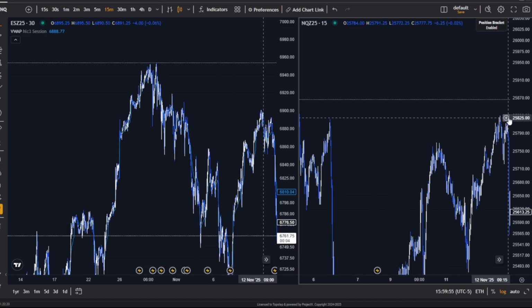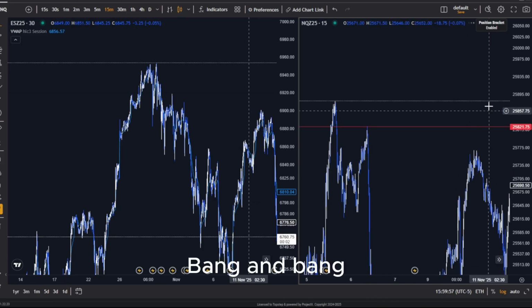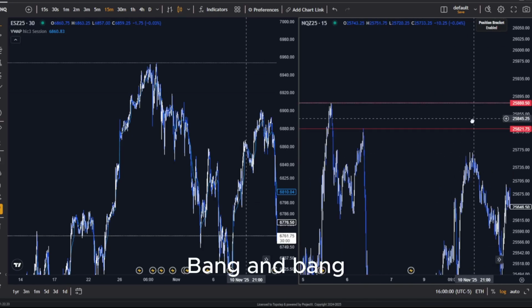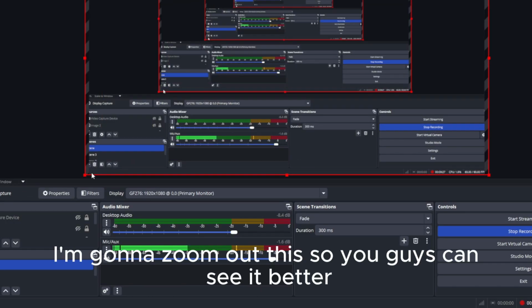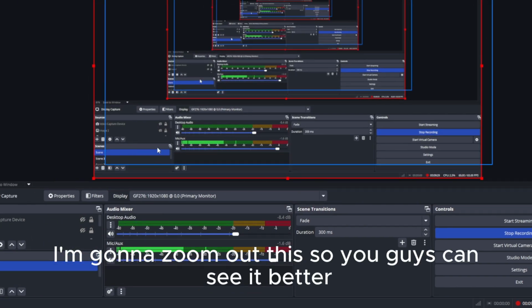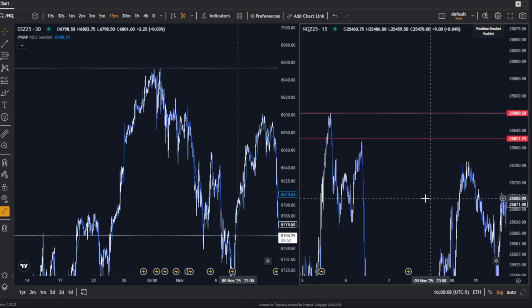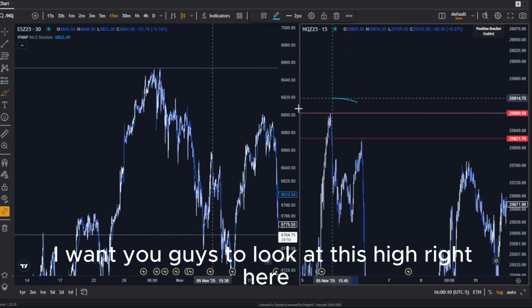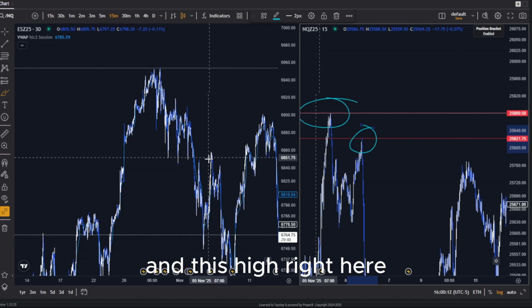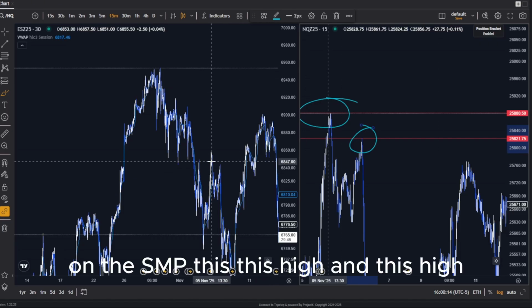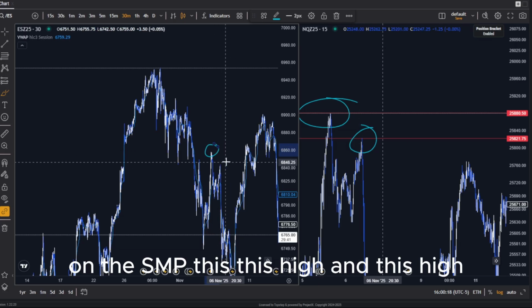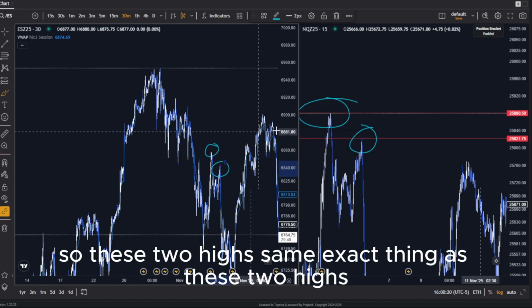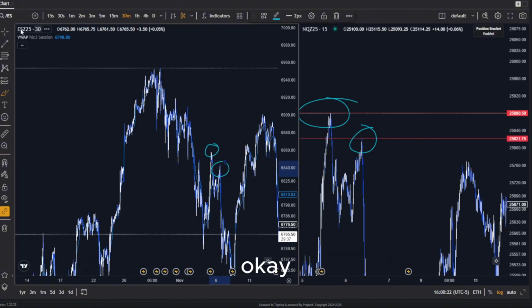Right here. Bang. And bang. I want you guys to look at these two highs. I'm going to zoom out this just so you guys can see it better. I want you guys to look at this high right here and this high right here. On the S&P, this high and this high. So these two highs, same exact thing as these two highs, okay?